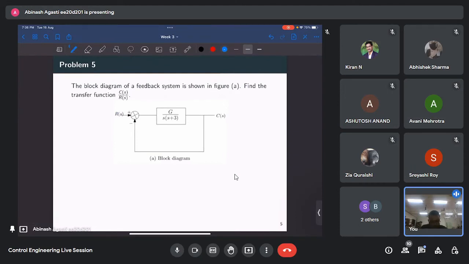So the block diagram of a feedback system is shown in figure A. Find the transfer function C(s) by R(s). So this is an easy question. I want you guys to solve this. Find the transfer function C(s) by R(s).